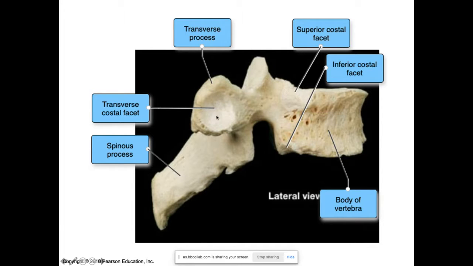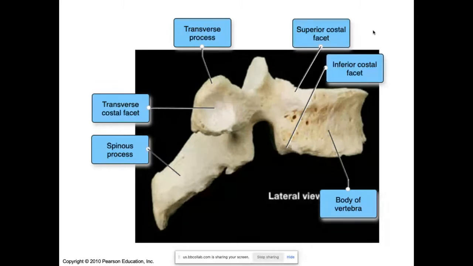Off the transverse process, there's a costal facet. The costal facet, anytime you see the word costal, it's for the ribs. So the rib is going to articulate to the superior costal facet, which is right on the body, an inferior costal facet, and the transverse costal. So the ribs attach to the vertebrae in several places. Anywhere you see costal, it's going to make an attachment.